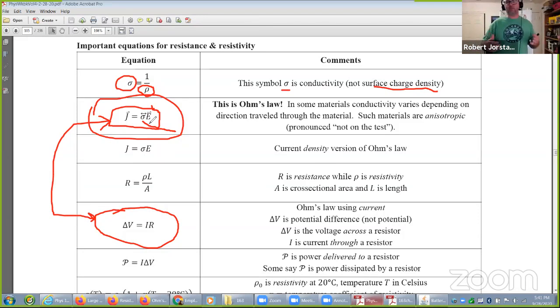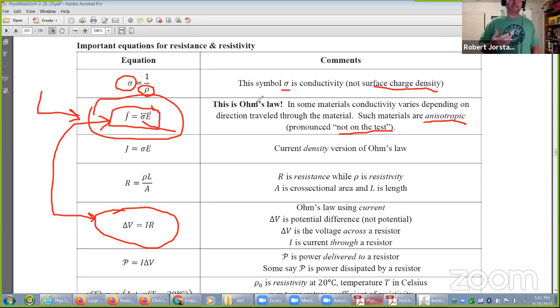So if you want to know more about this up here, talk to me later. The fact remains, why am I even mentioning this at all? Here's why. In some materials, they are anisotropic. I love it pronounced "not on the test." That's a good way to pronounce it. Anisotropic. Sorry, I made myself laugh there.